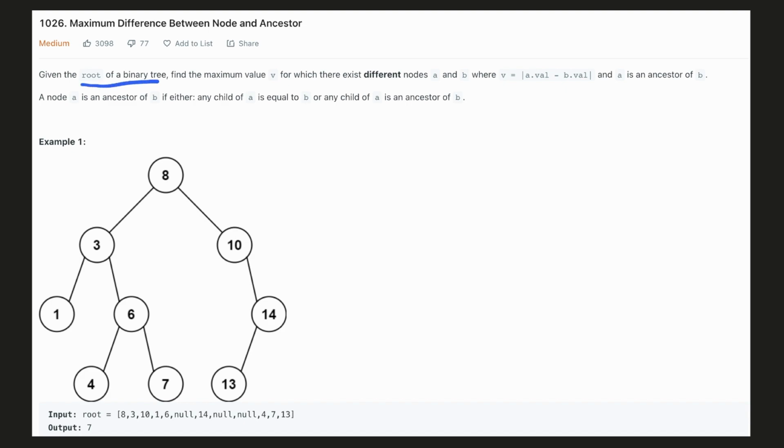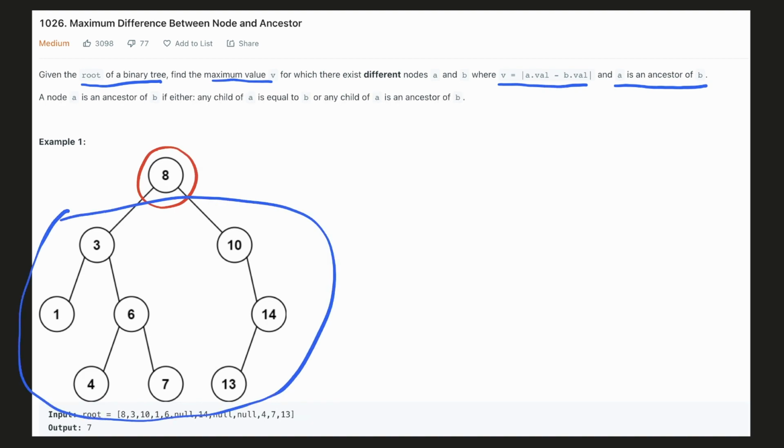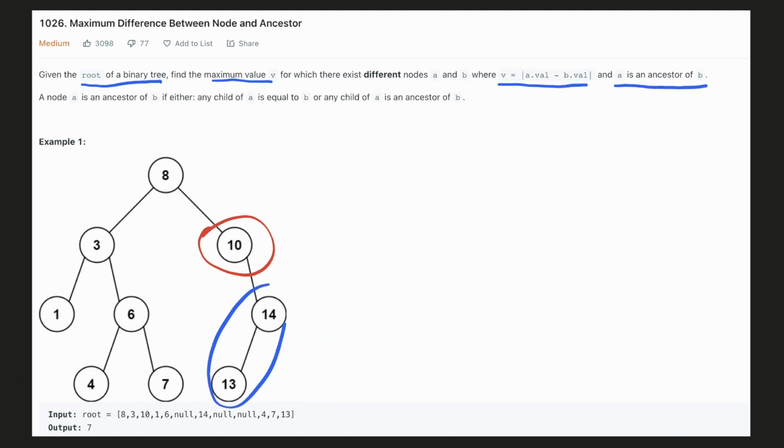We are given a binary tree and we have to find the maximum difference between the values of two nodes, and one of the nodes has to be the ancestor of the other one. And by ancestor we mean that the other node should be a part of the left or the right subtree of the ancestor. For example, 8 is the ancestor of all these nodes. Similarly, 10 is the ancestor of nodes 14 and 13.